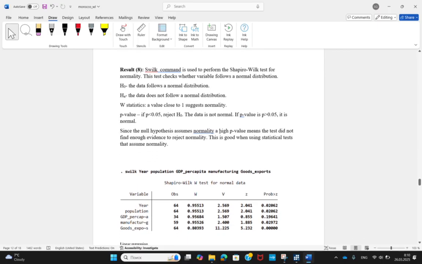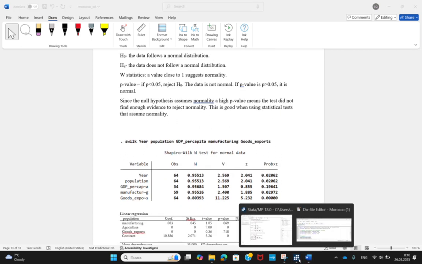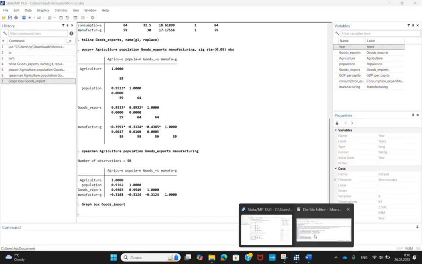Result 8. Result 8 is about the swilk command. It is used to perform the Shapiro-Wilk test for normality. This test checks whether a variable follows a normal distribution. H0: the data follows a normal distribution. Ha: the data doesn't follow a normal distribution. W statistic is the value. We will see it in the result. Let's move to Stata.